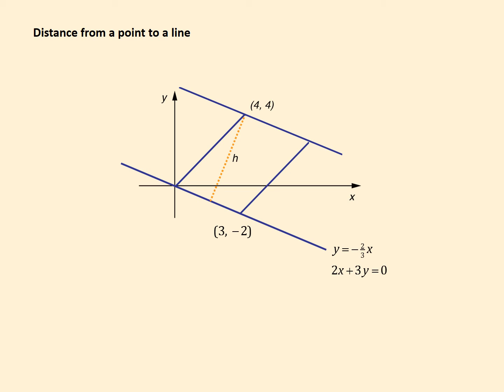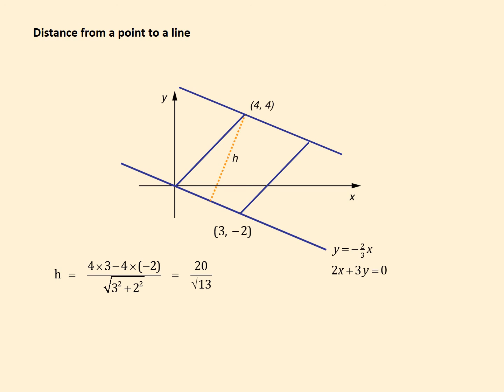So we can look at the area of this parallelogram using our formula. And so the area of the parallelogram is 4 times 3 minus 4 times 2, which gives 20. So the area is 20.